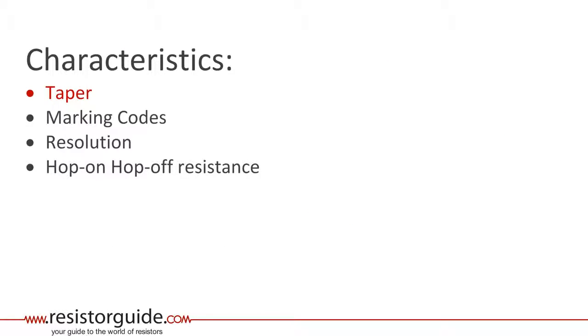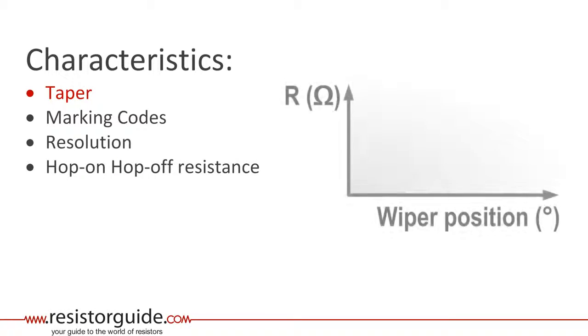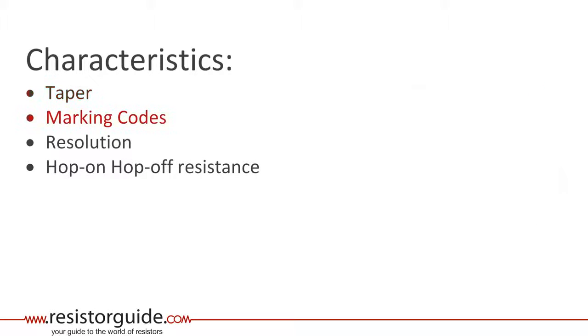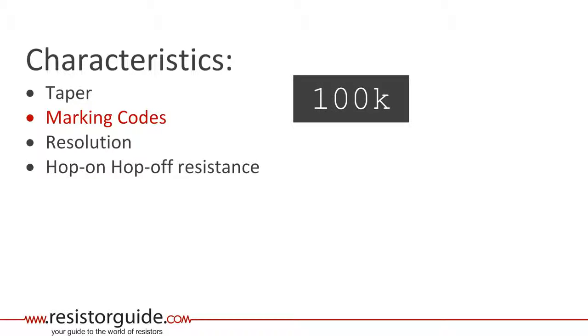When selecting a potentiometer, there are some important characteristics to take note of. The taper is the ratio between the wiper position and the resistance ratio. The most common are the linear taper and the logarithmic or audio taper. A marking code on the device indicates its resistance value. If you see, for example, 100K, it means the resistance is 100 kiloohms.